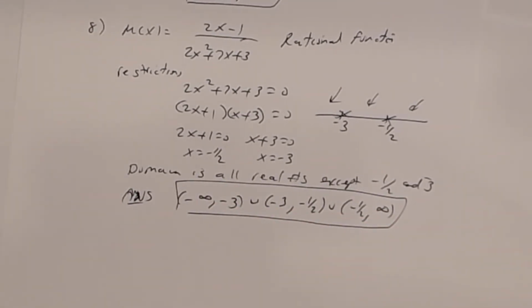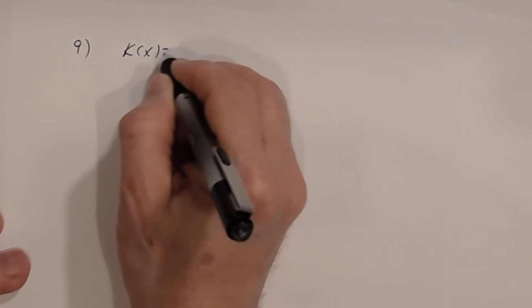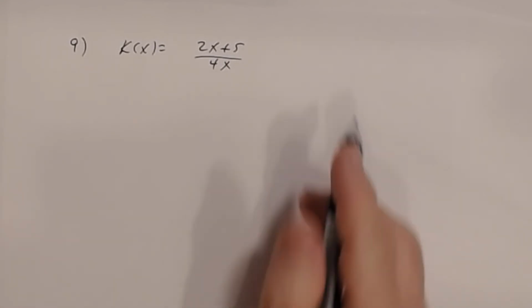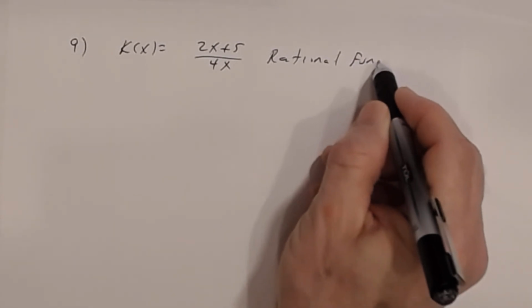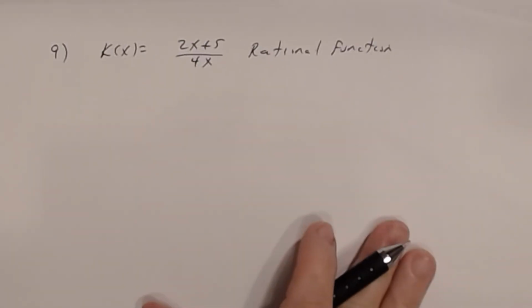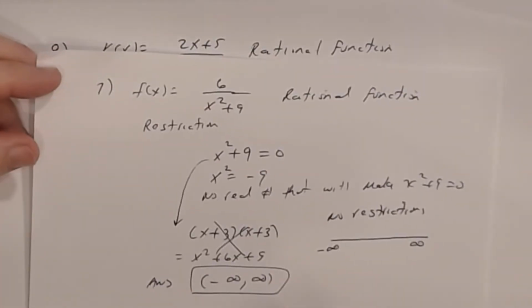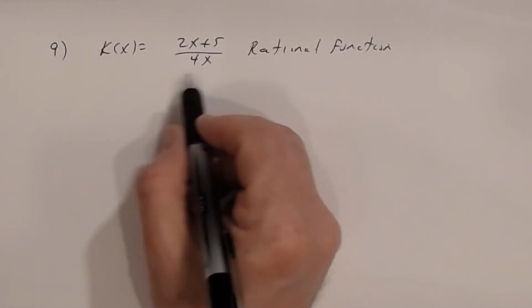Okay? All right, let's look at one more, and this is going to be number 9. Finally, let's suppose we had k of x is equal to 2x plus 5 divided by 4x. Again, this is a rational function. So I've got to find the restrictions. And remember, some rational functions don't have restrictions. We saw that here, that there was no restriction. So the domain is going to be all real numbers. All right, so let's find the restrictions.